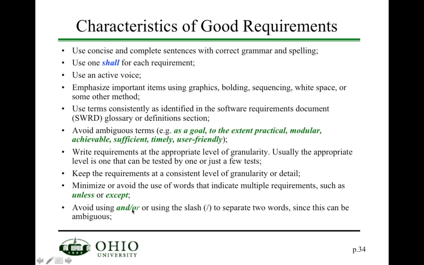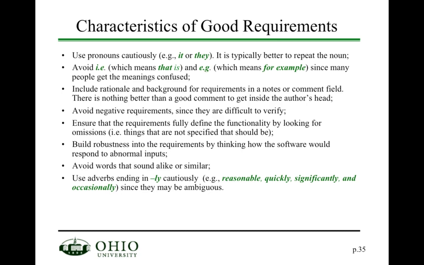Don't use slashes. They actually are confusing, more or less. They give you ambiguity. Is it and or is it or? What is it? So don't use that. Of course, make sure to not make too much use of it or they. It can often refer back to multiple nouns in an earlier part of the sentence, and as a result there may be some ambiguity in your requirements. So you don't want to have that. So it's better just to repeat the noun.